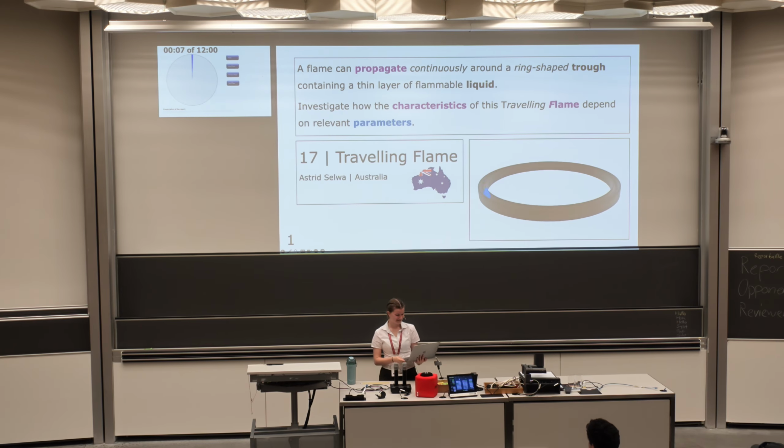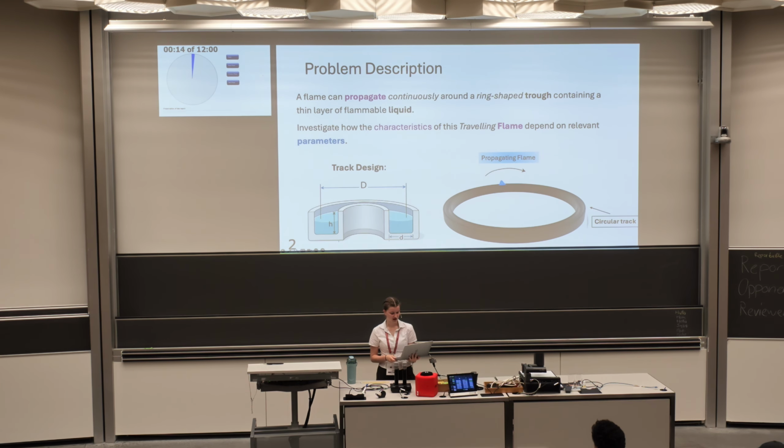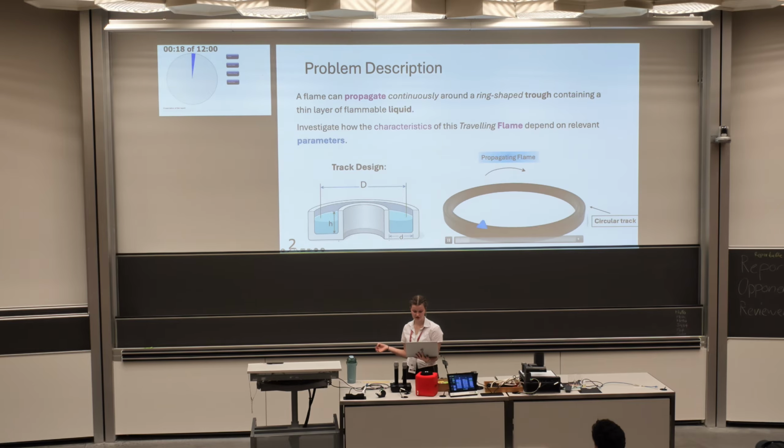Group problem 17, travelling flame. Okay, so this is the problem statement. We have to investigate the propagation of a flame around a circular track, as seen in the animation, and how the characteristics of this flame depend on certain parameters.